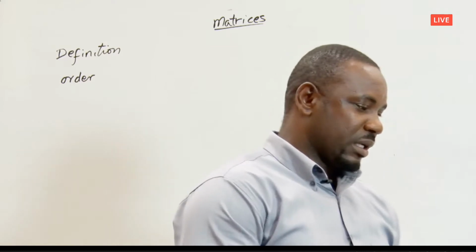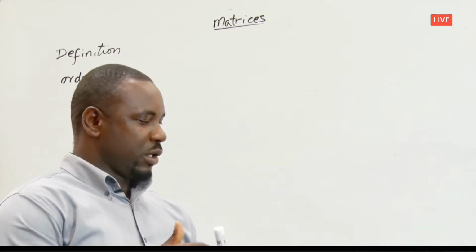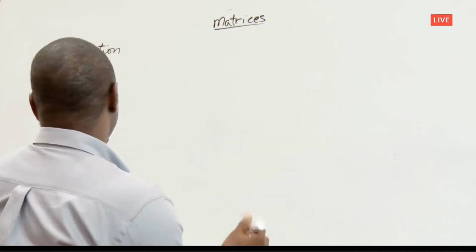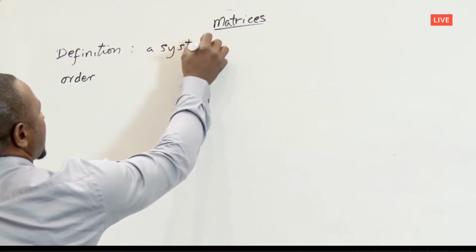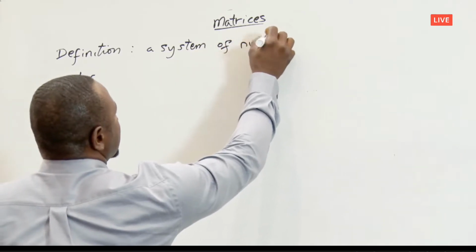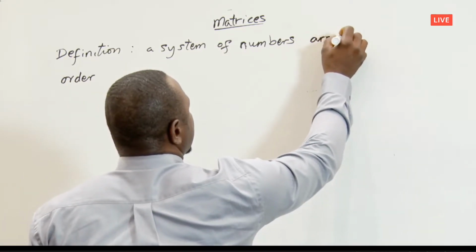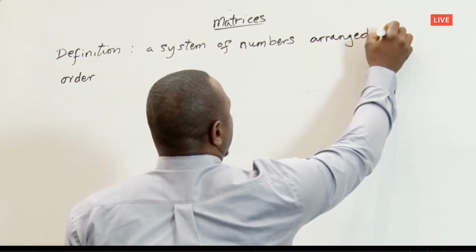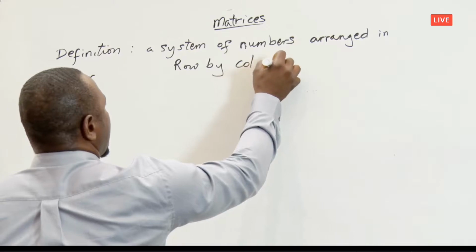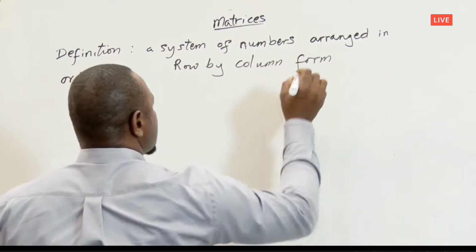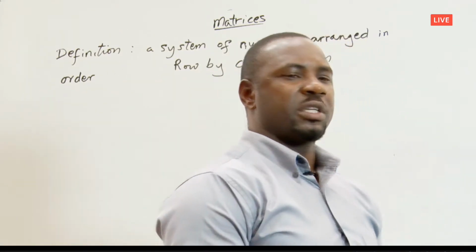Now, when we started the topic matrices, we identified a definition for matrices, and we said that a matrix is a system that is arranged using rows and columns. It's a system of numbers arranged in row by column form.